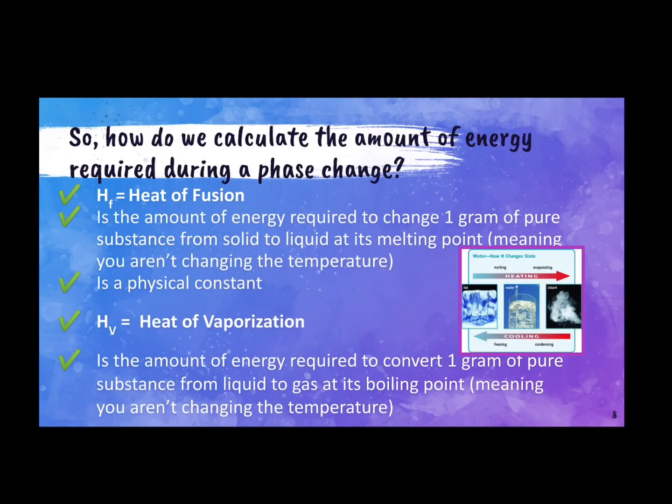So how do we calculate the amount of energy? So again, heat of fusion is going to be the amount of energy required to change 1 gram of pure substance from solid to liquid at its melting point, meaning I'm not changing the temperature. This is a physical constant. Heat of vaporization is the amount of energy required to convert 1 gram of pure substance from liquid to gas at its boiling point, meaning again, you're not changing the temperature.